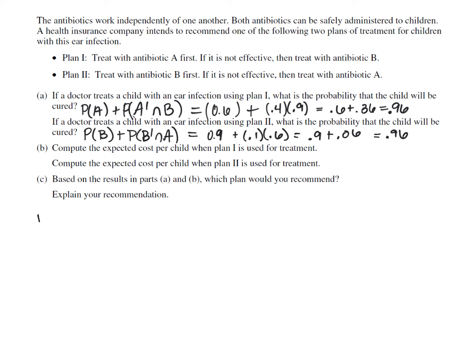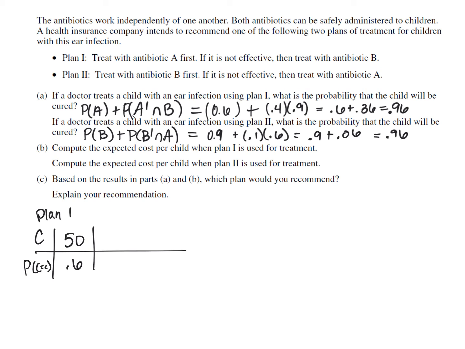Okay, so here's Plan 1. So our medication, or it's the cost of the medication. So what happens first? They give A, right? How much does it cost? $50. What's the probability that it works? 0.6. The probability that if I gave you A for $50 and it worked is 0.6, right? And so there's a 60% chance that they only have to pay $50.